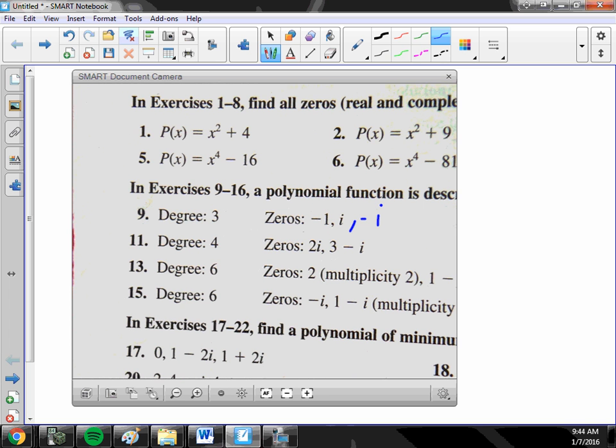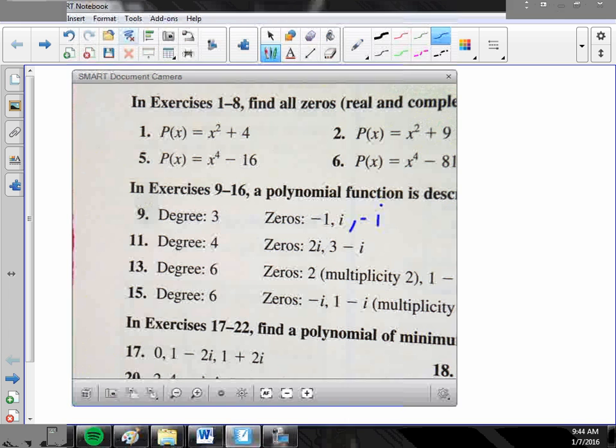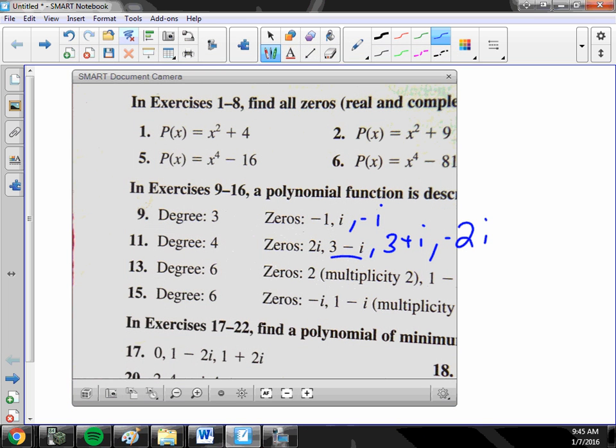All right, number 11 has 4 roots. 2 of them are given. What are the other 2? 3 plus i is the complex conjugate for that one, and negative 2i is the complex conjugate for this one.